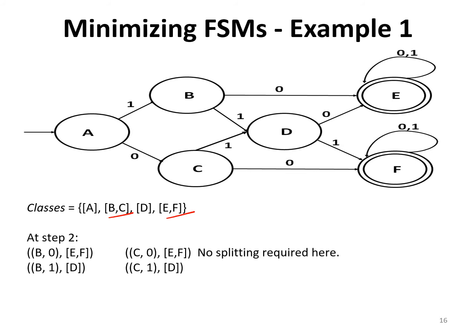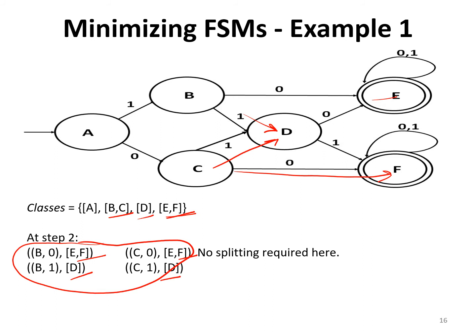B0 is going to state E. E is in EF class. B1 is going to D. D is in class D. C0 is going to F. F is in EF class. C1 is going to class D. So if you see the pattern, there is no change in the pattern.